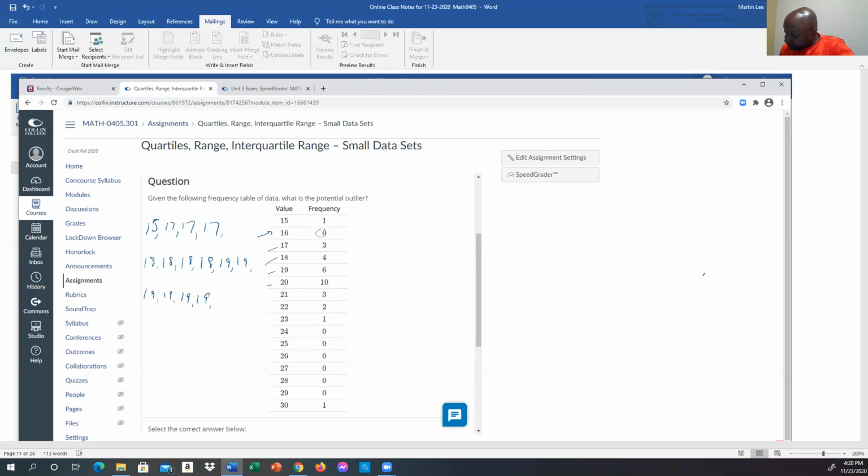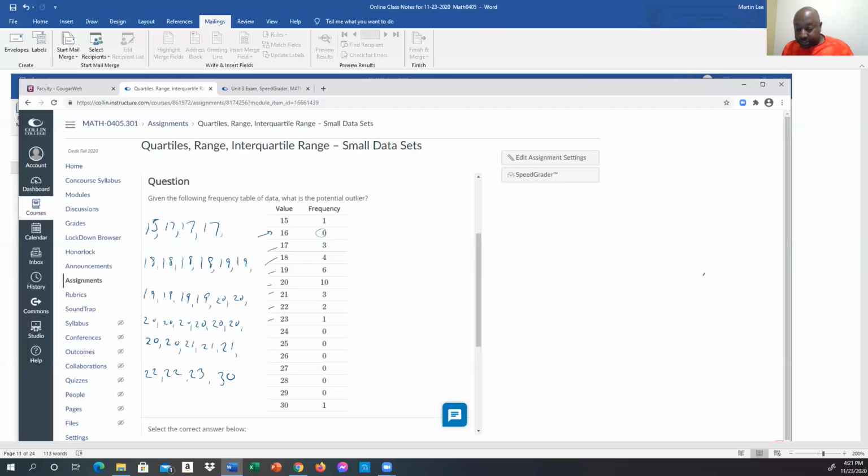The value 20 appears 10 times. The number 21 appears 3 times. 22 appears twice. 23 appears once. And then 30 appears once.